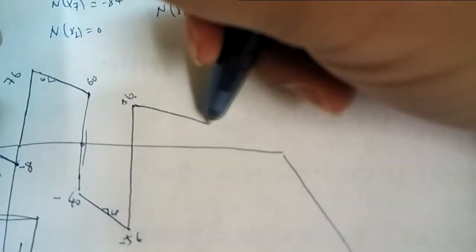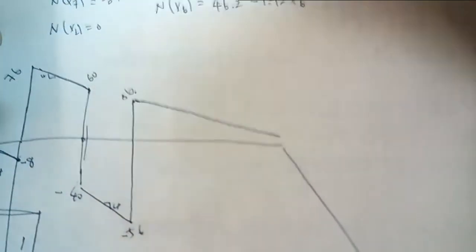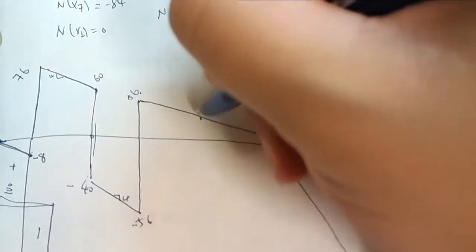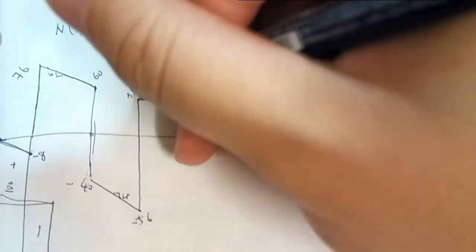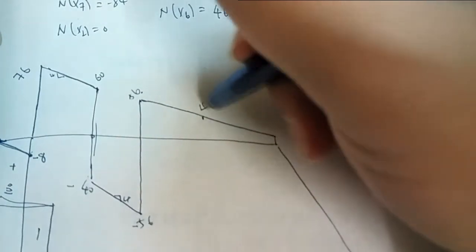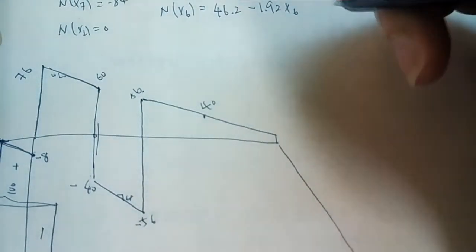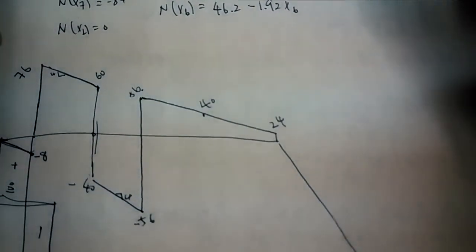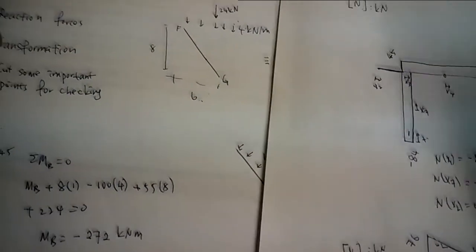So it should be something like this. And then at this point it is 4 times 4, 16. 56 minus 16 is 40. 40 minus 16 is 24. Alright, and then this is the shear force diagram for this part.